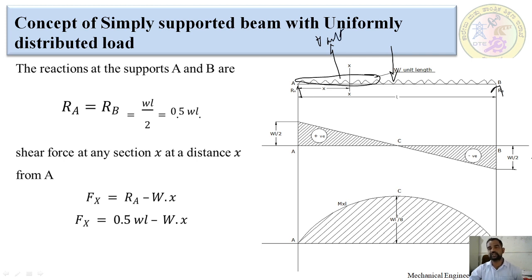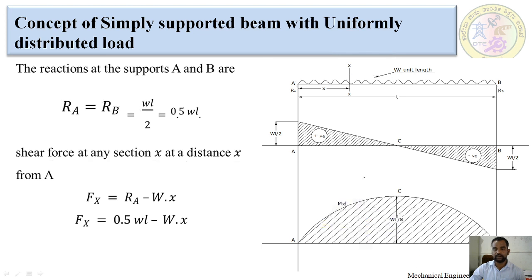Previously we have come across this. What is the RA? By calculation, RA and RB are equal to W into L divided by 2. This is also written as 0.5 into W into L. Next, what would be the shear force at any section x, a distance of x from A?